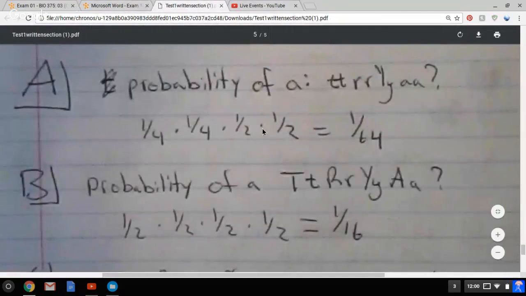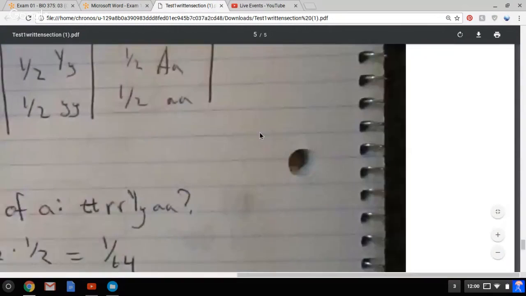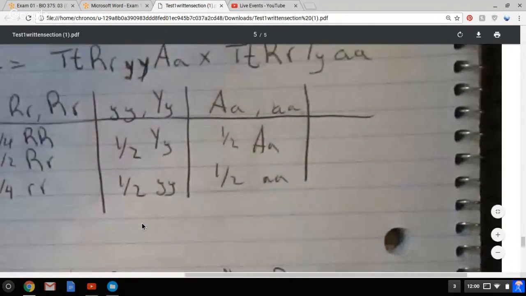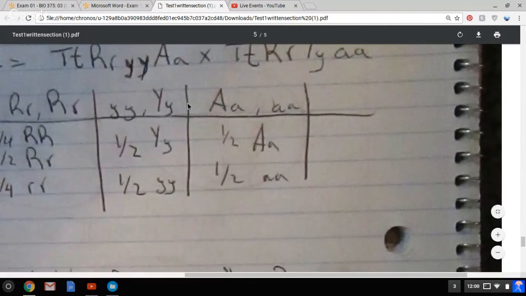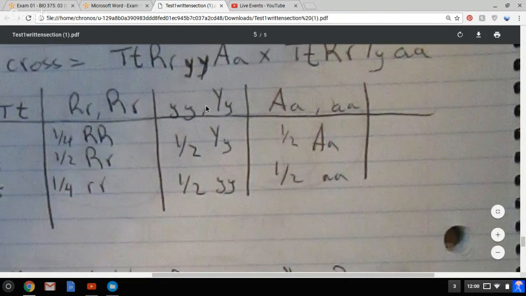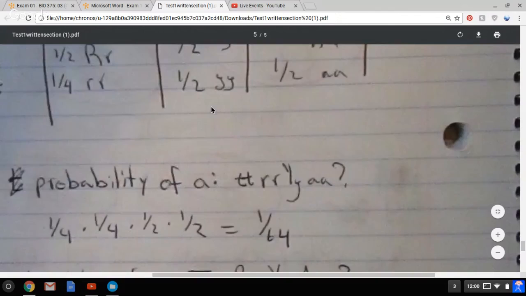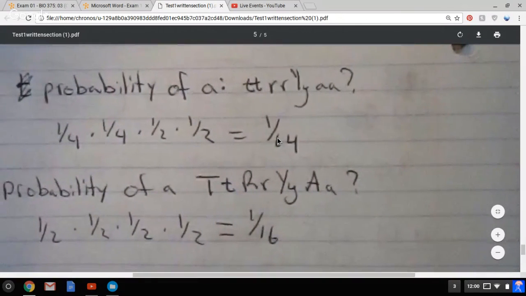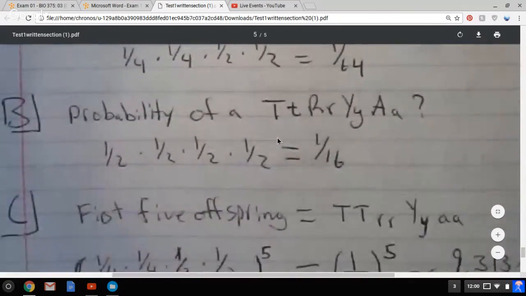And that can only be for yellow because there is a little y, big Y, little y, which would make half big Y's and half little y's. If it were like this, then you could have 2 big Y's, but since it's not, then you can't have 2 big Y's. And I found the probability is going to be 1/64.